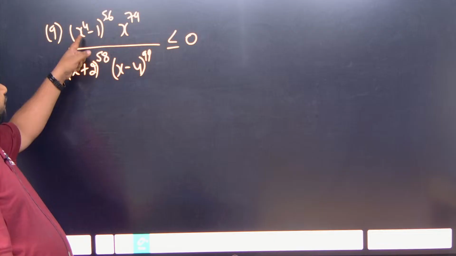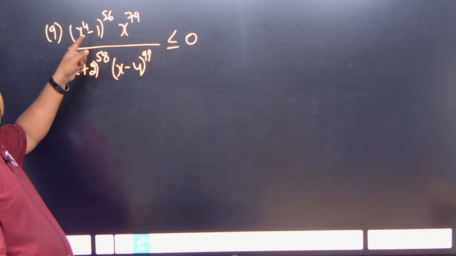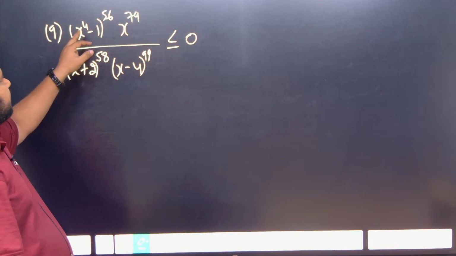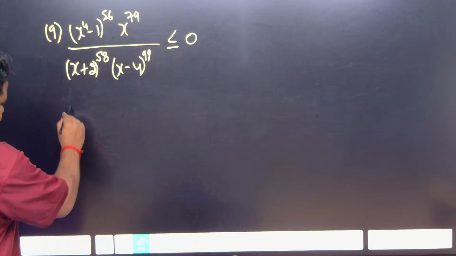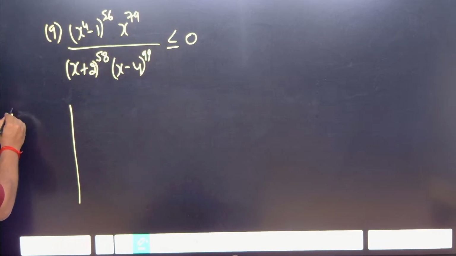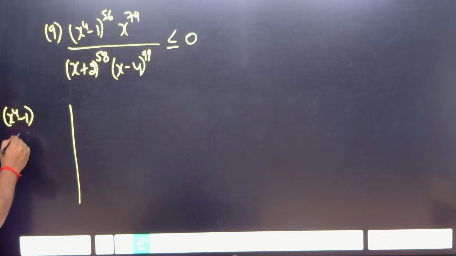x power 4 minus 1. You will think it is non-factorizable. Definitely it is factorizable. So what you can write? See here, I am writing here in the corner x power 4 minus 1. I can write it as what?